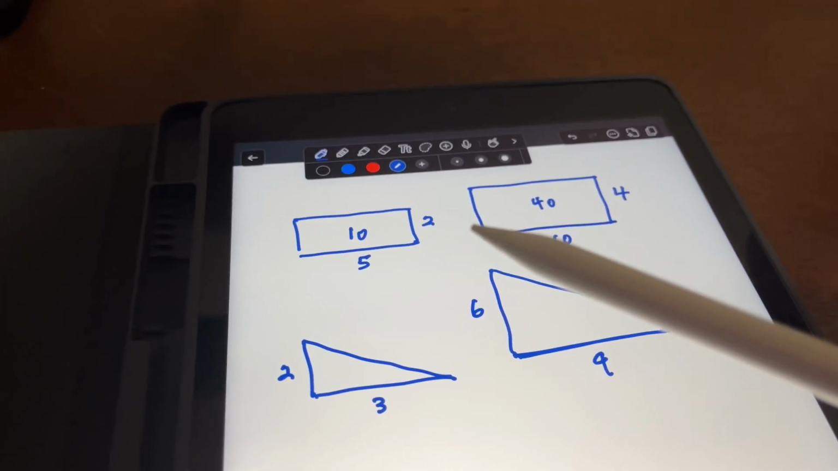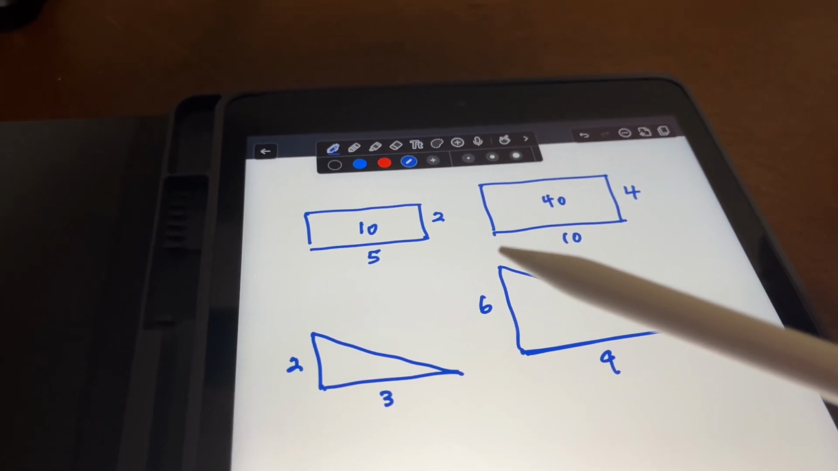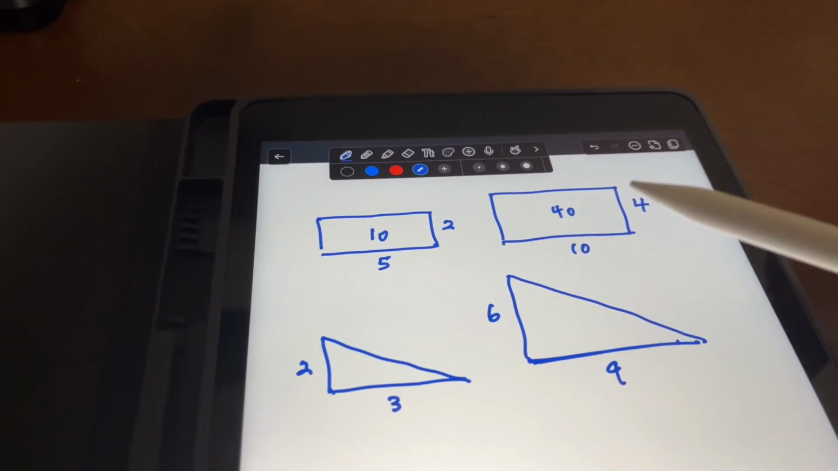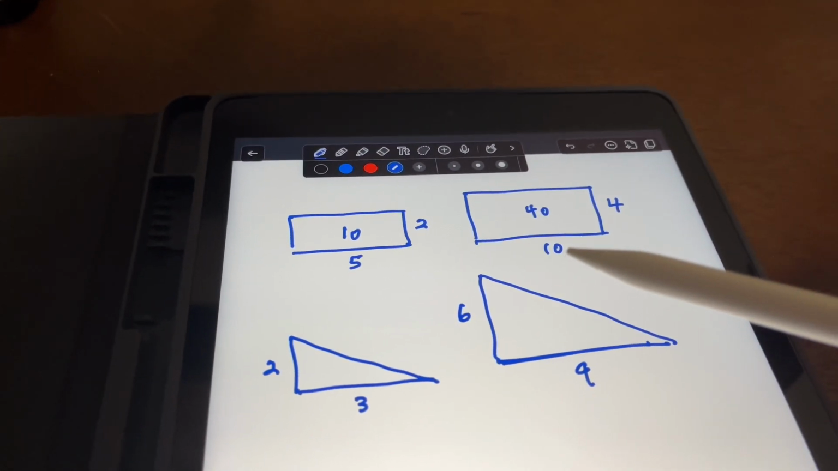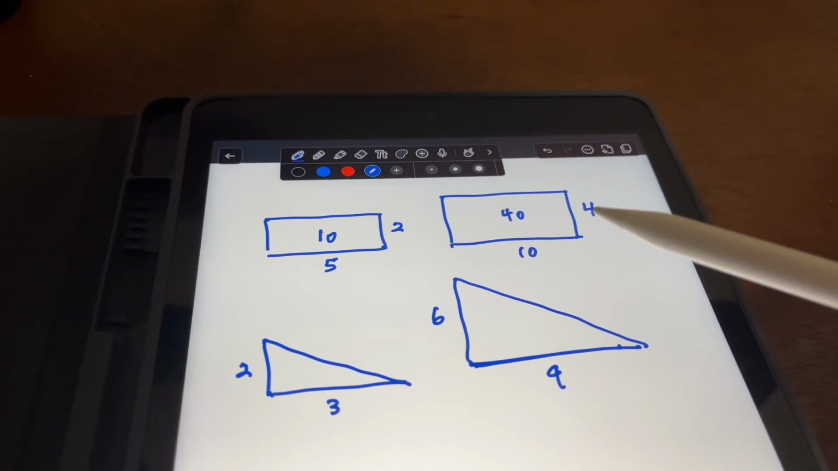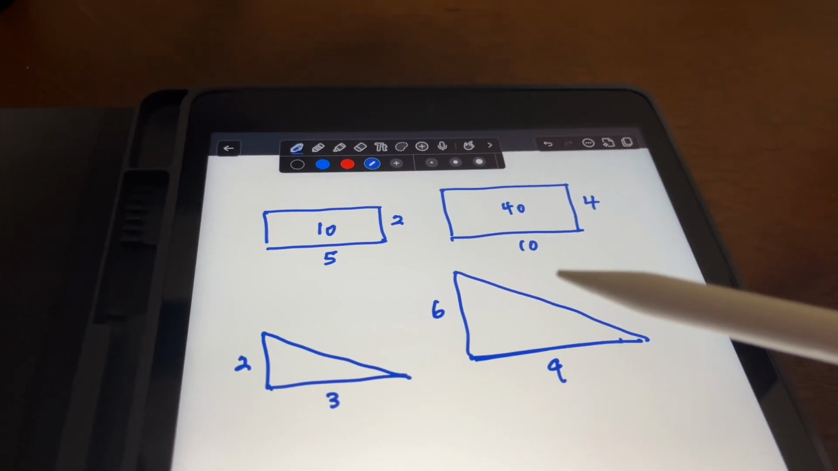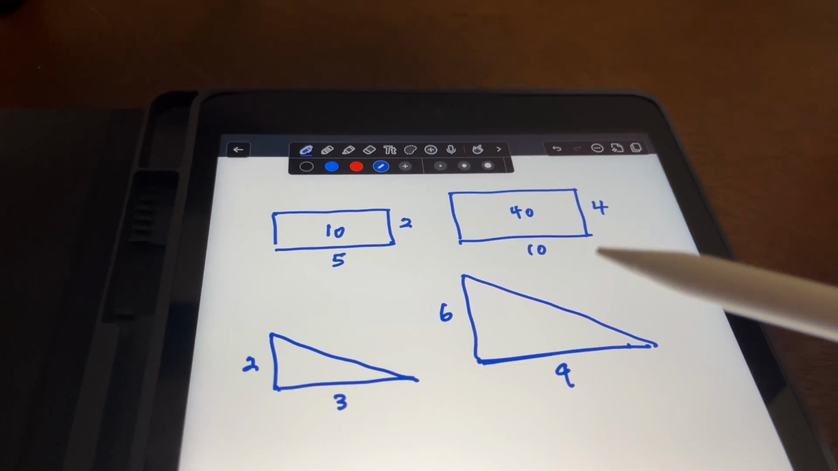And 10 square inches means that you have 10 squares that are 1 inch by 1 inch that would fill up this space here. Same thing over here. If this were 10 inches and this were 4 inches, then this would be 40 square inches. 40 squares that are 1 inch by 1 inch.